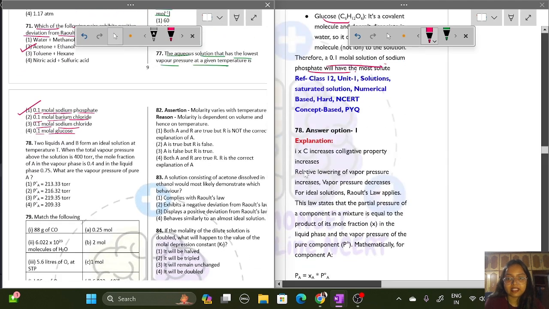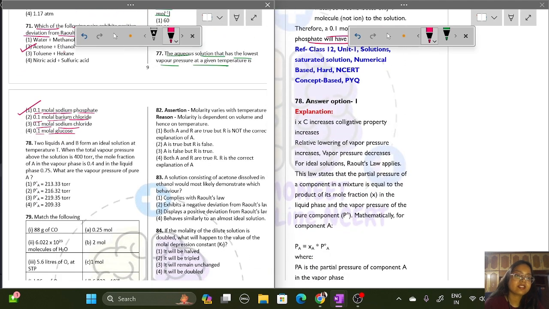Question number 78. In question number 78, the question says that two liquids A and B form an ideal solution at temperature T, when the total vapor pressure above the solution is 400 torr. The mole fraction of A in the vapor phase is 0.4 and in the liquid phase is 0.5. What is the vapor pressure of pure A?